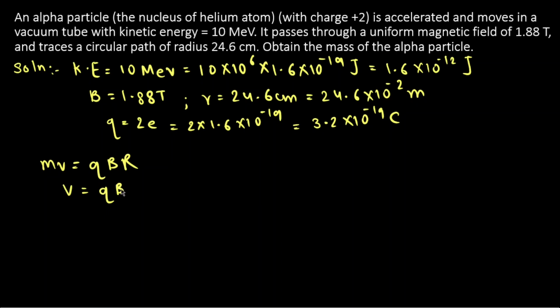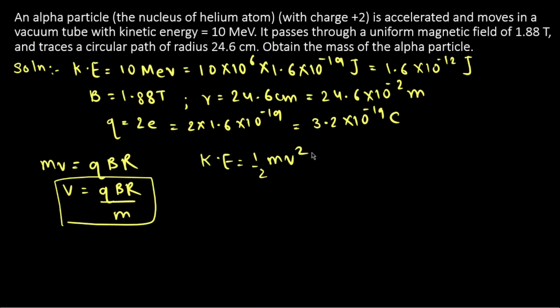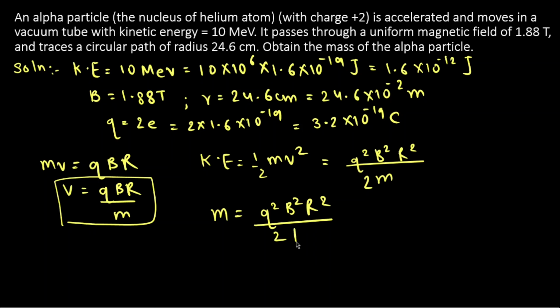Now again from the cyclotron formula, mv equal to qBr, we have velocity to be v equal to qBr upon m. Now putting this value in the kinetic energy equation, that is kinetic energy equal to half mv square, putting the value of velocity here, we get q square B square r square upon 2m. From this we can say that the mass m will be q square B square r square divided by twice the kinetic energy.